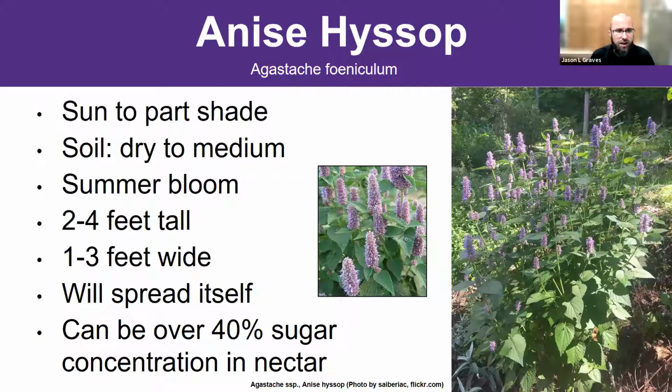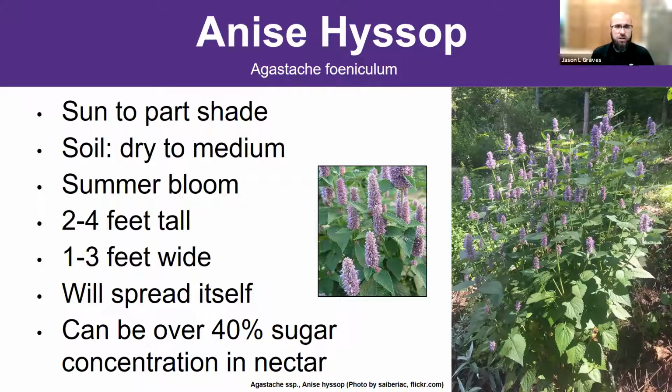Anise Hyssop, Agastache, is a great plant for pollinators. Some of our folks get frustrated with this plant because it can spread a little bit. You kind of have to do a little work with it sometimes, but it still is one of our best pollinator plants. And the Anise Hyssop, which grows across the U.S. in various places, is adaptable. So you've got sun to part shade, dry to fairly moist soil.